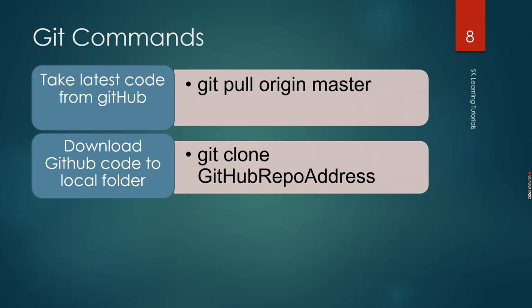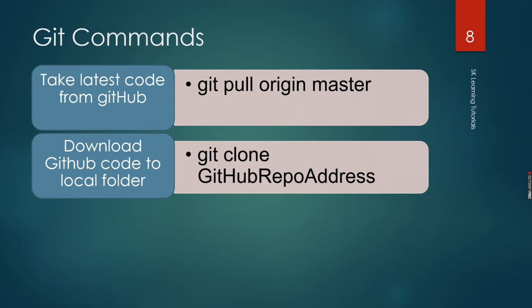Hi everyone, welcome back. In a previous video, we learnt about the Git commands to push the code on the GitHub repository. In this video, you will be learning about the git pull command that is used to download the latest code from GitHub to the local repository.